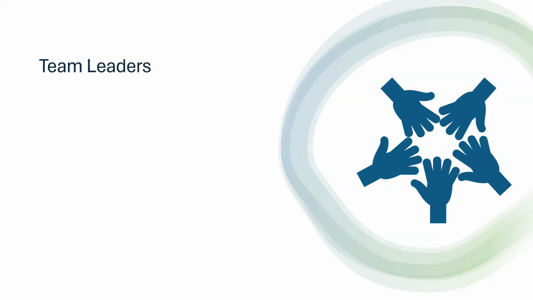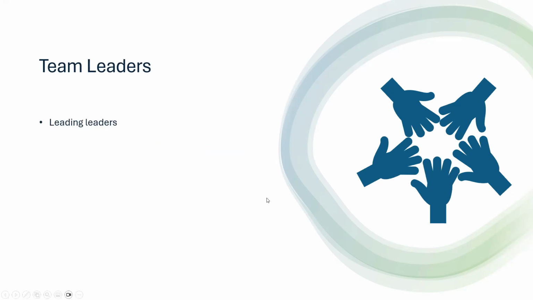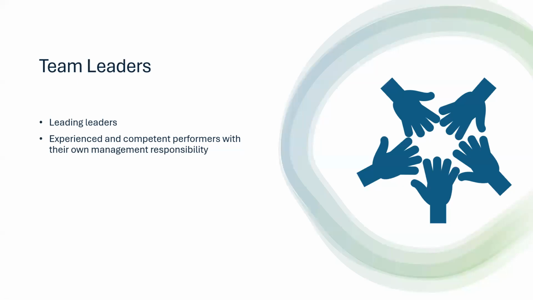So just to position this a little bit then, when we're talking about team leaders, why might that be different? Essentially here, when we're talking about leading leaders, these are people who have a management or leadership role in the organization. So they're likely to be experienced and competent performers with their own management responsibility. They will have people reporting into them. So they're going to be frontline leaders with a certain amount of management responsibility, which we will then need to be aware of in our own approach and style and how we engage with these team leaders.